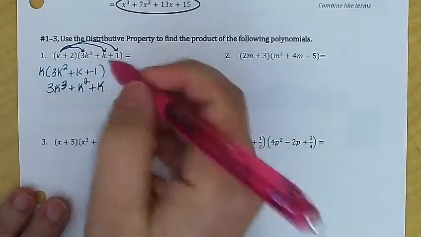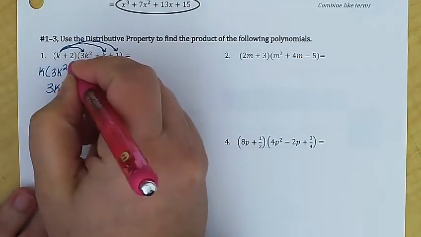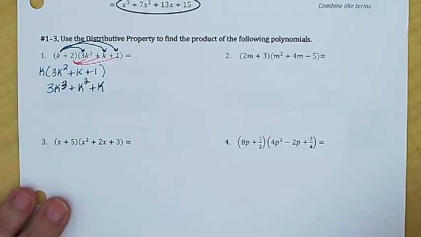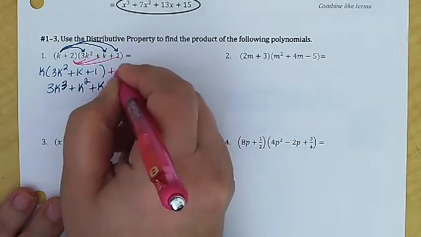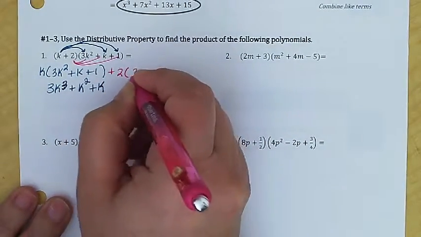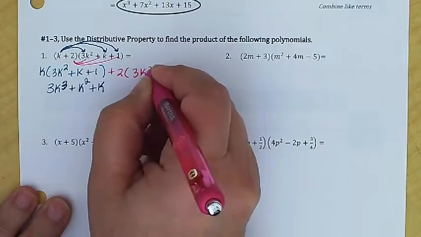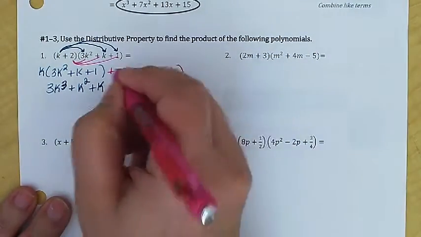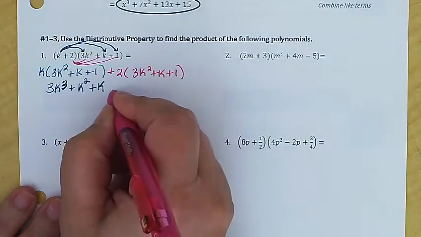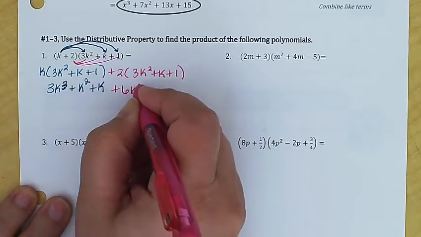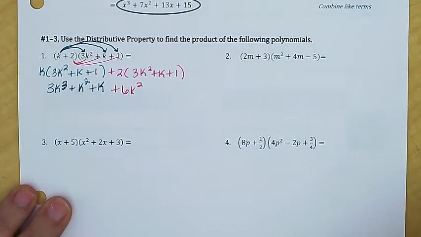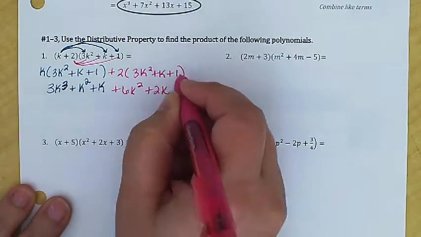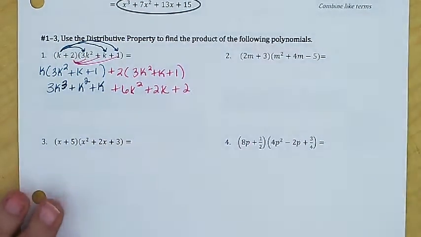entire term, in this case, that also needs the opportunity to be multiplied by every term in that second polynomial. So I also have to take that positive 2 and multiply it by that entire second polynomial, the 3k squared plus k plus 1. So I'll distribute that. So 2 times 3 here is 6k to the second. Okay, and then 2 times k is just 2k, and 2 times 1 is just 2.